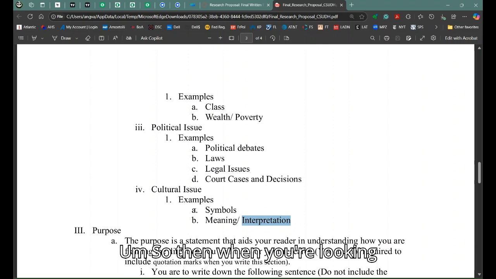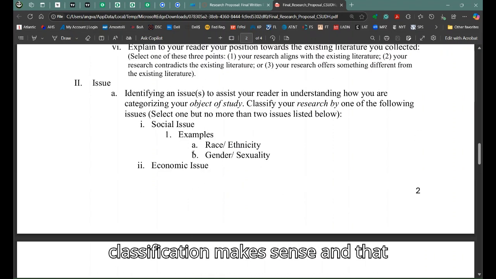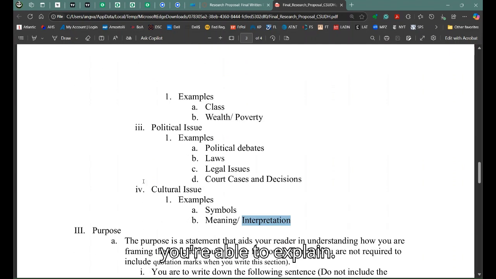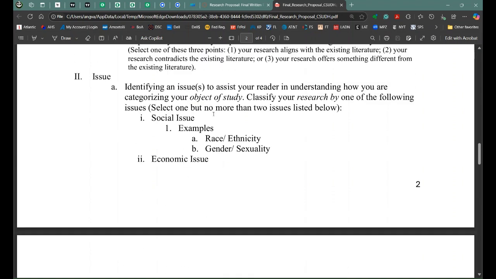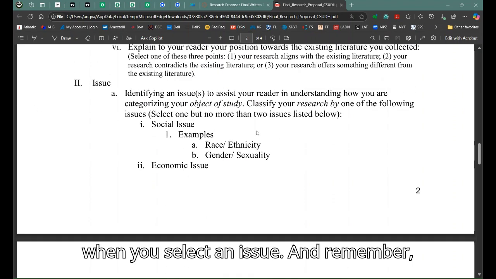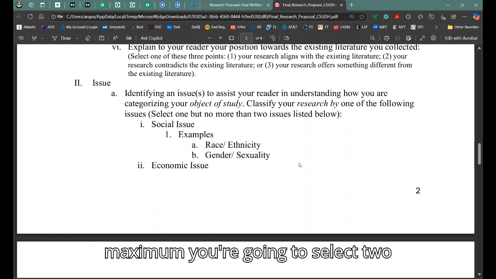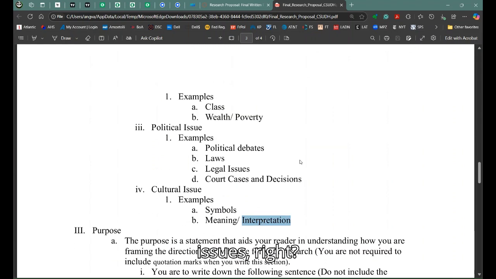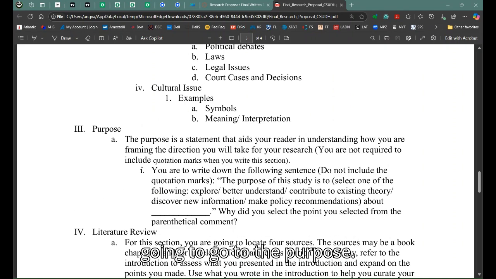Right. So when you're looking at your topic, you want to make sure that the classification makes sense and that you're able to explain and defend the choices that you make when you select an issue. And remember, at the very minimum, you're going to select one issue, and at the very maximum, you're going to select two issues, right? All right. So what I'm going to do here is stop, and then I'm going to go to the purpose.